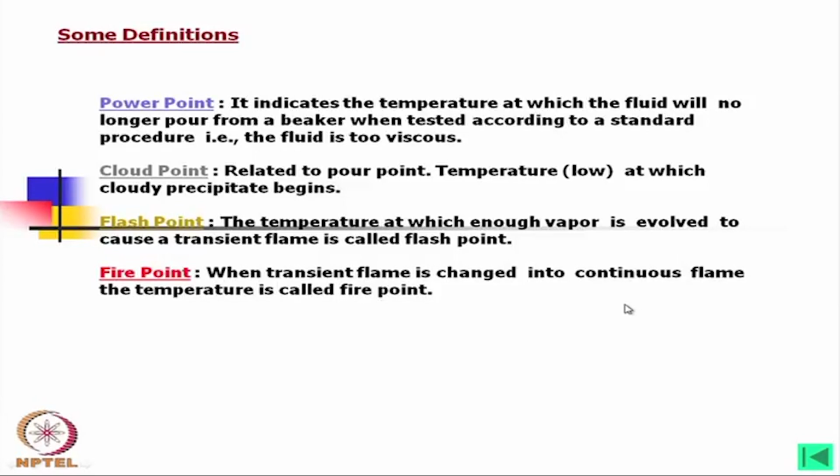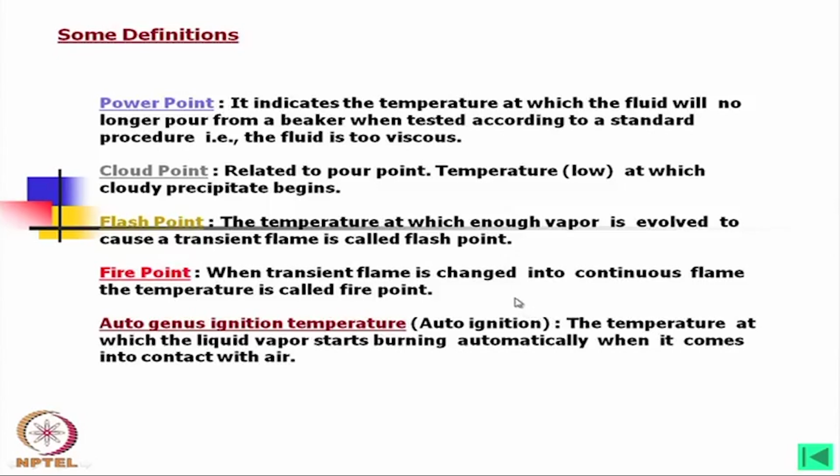Now, there is one important factor: at the fire point you will find that there is a flame on the oil's top surface, but still the whole oil has not caught fire. The next point is called the autogenous ignition temperature, the temperature at which the liquid vapor starts burning automatically when it comes into contact with air. After the fire point, the vapor will still keep coming. When this vapor comes into contact with air, it will automatically catch fire.